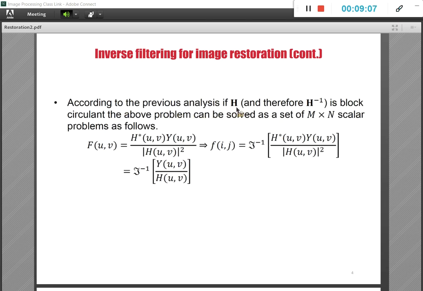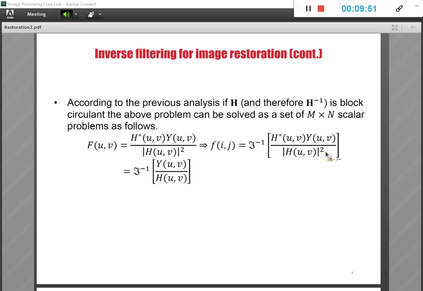Here, according to the previous analysis, if H and therefore H inverse is block circulant, the above problem can be solved as a set of m by n scalar problems as follows. F is H conjugate Y over H squared, all of them in the spectral domain, where Y is the output. That means F in the spatial domain is the inverse Fourier of this term, H conjugate Y over H squared.